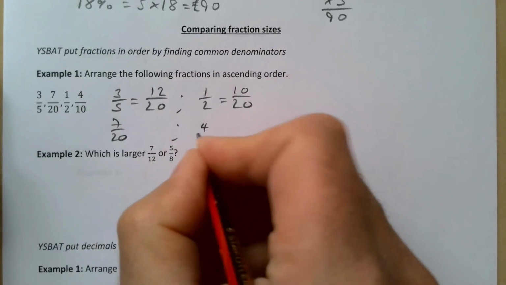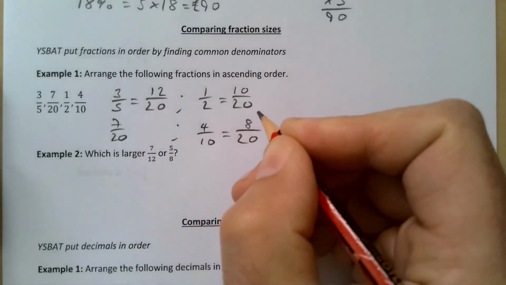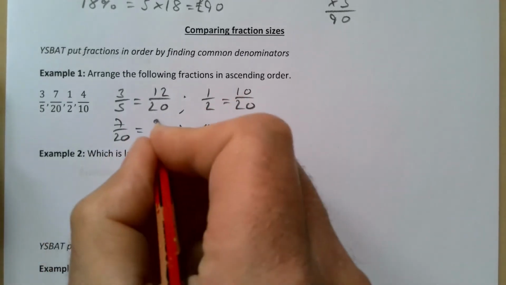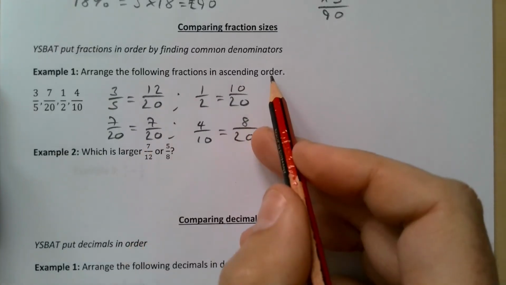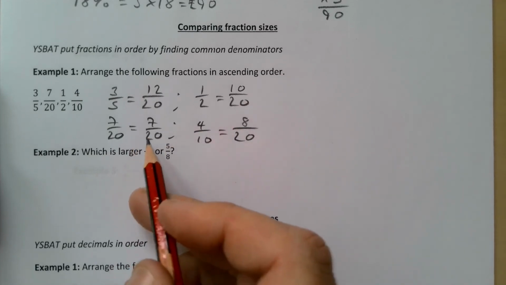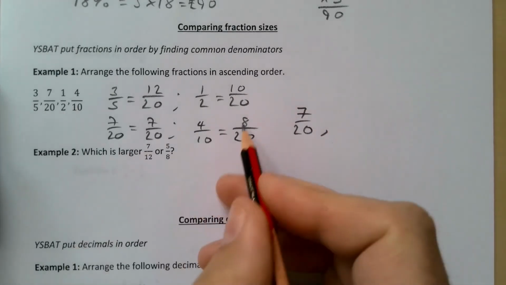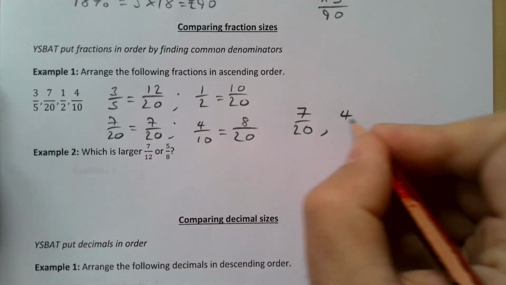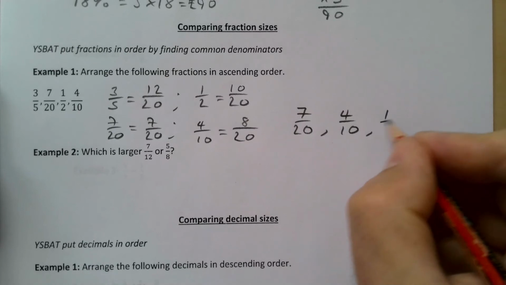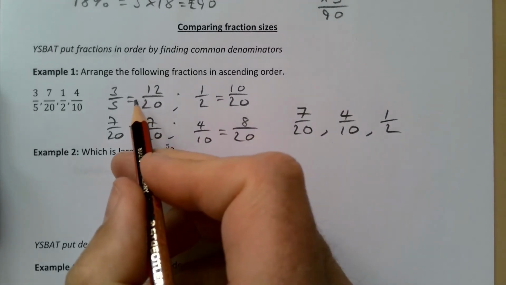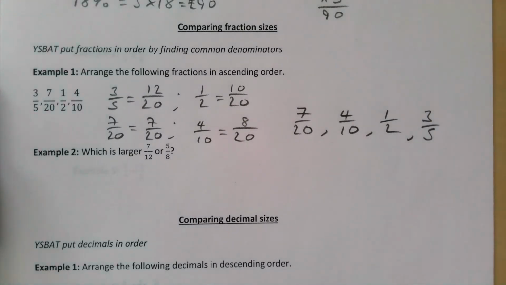And then the final one then, 4/10, change it into 20ths. I times it by 2, so I times by 2. Let's just write this out; it makes me feel a bit better that you can see which ones are which. So in ascending order, we do the smallest one first. The smallest one here is 7/20. The next smallest one is 8/20, which is our 4/10. The next smallest one is 10/20, which is 1/2. And the next one then is 3/5. And so that's in ascending order.